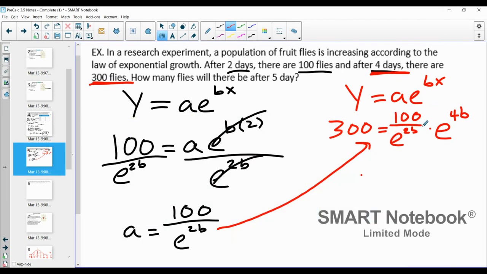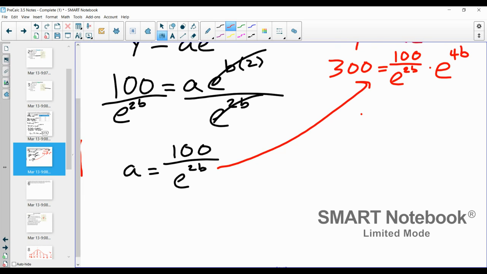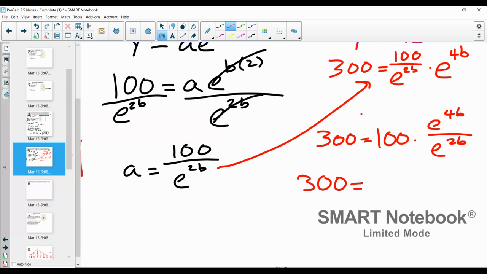Okay, so I can then, because of what I'm seeing here on the right in red, I can rewrite this equation because this is multiplication here. This is multiplication, so I can rewrite it as 300 equals 100 times e to the 4b divided by e to the 2b. All right, when we divide exponents, it's like subtracting. So what we end up having here is 300 equals 100 times e to the 2b, because again, like subtraction says 4b minus 2b would give me 2b, and that's what we really do when we're dividing with exponents.